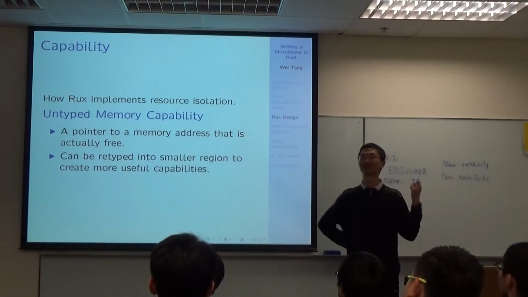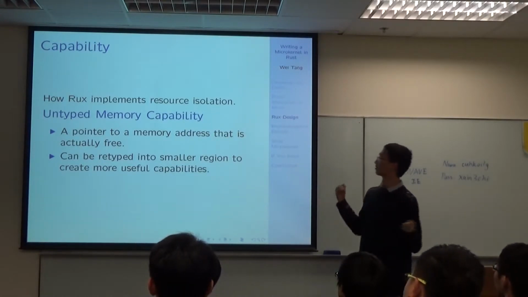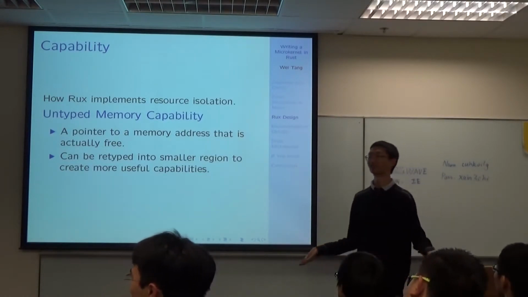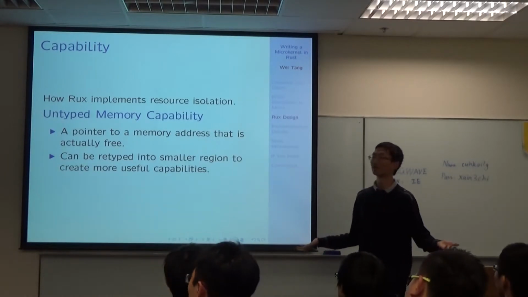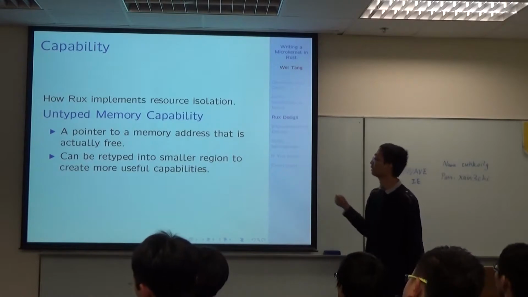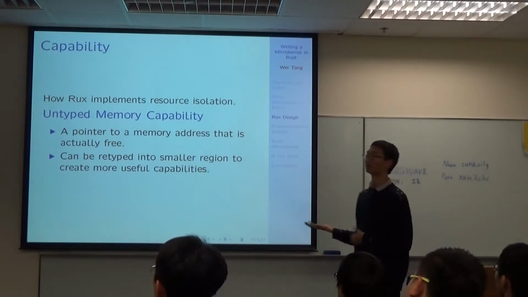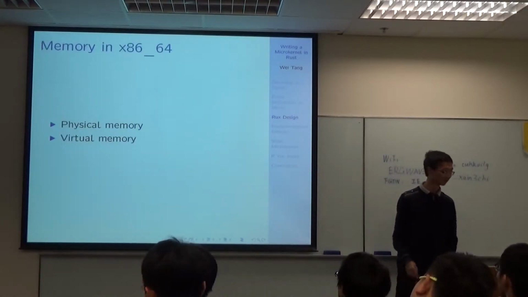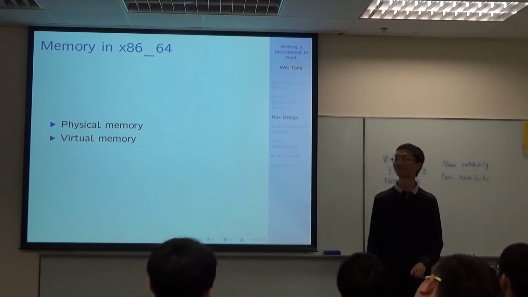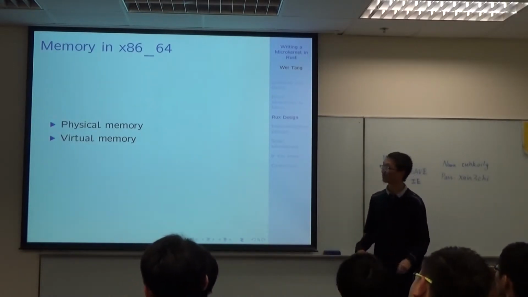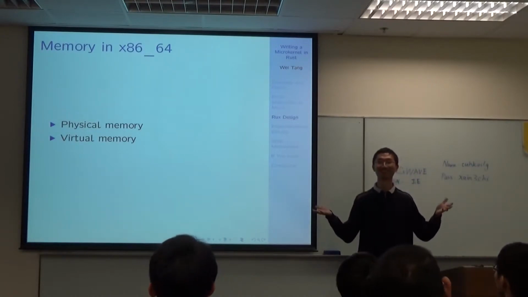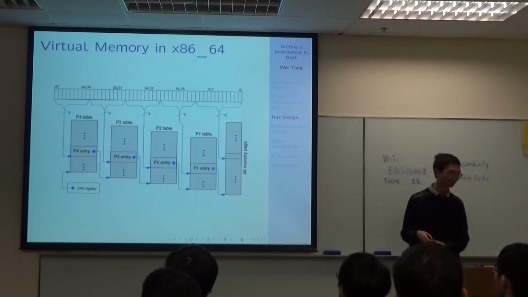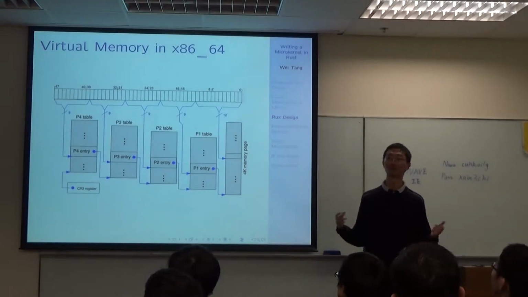It's actually a pointer, with other information, to a memory address that is free memory. So it doesn't have many uses by itself, but it can be retyped into smaller regions and into other capabilities. So you can create more useful things from that. And yeah, I think I need to talk a little bit about the memory. So you get the physical memory, which is really easy to understand, it's just a number. And you also get the virtual memory. Virtual memory is really important for resource isolation.